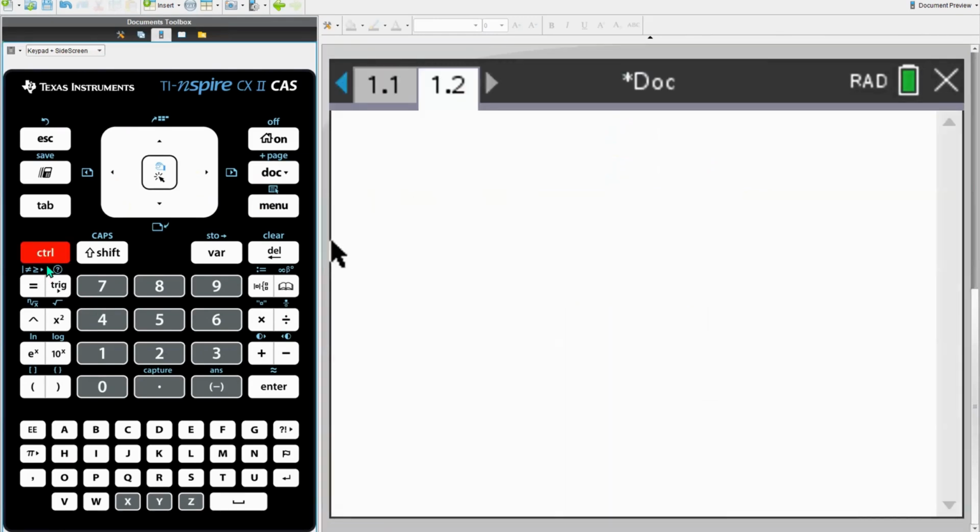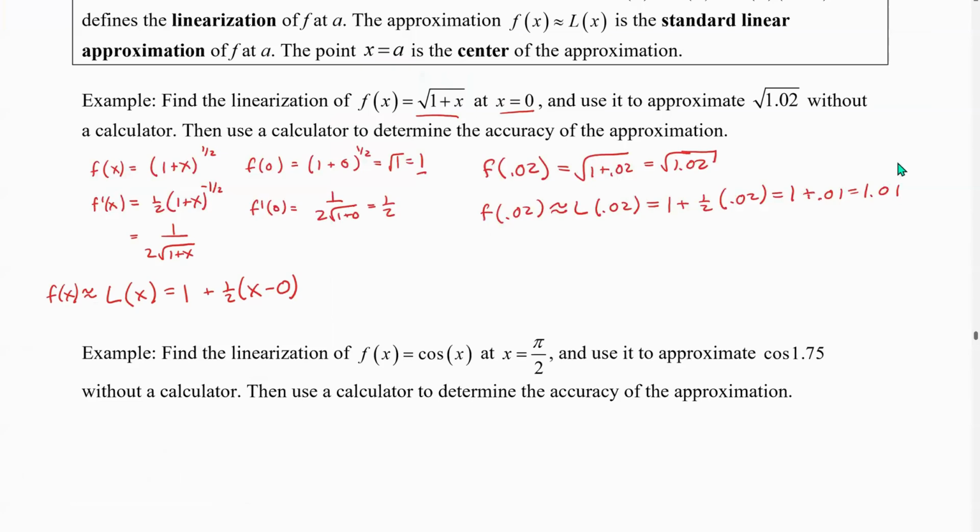I will say square root of 102. That's the real value of the function. I'll do Control Enter so we get a decimal representation. And what was our comparison? 1.01. How close is 1.01 to 1.00995? It's really, really close. So this gives a really good approximation. And please note that, of course, at 0.02, we are relatively close to the point of tangency x equals 0.